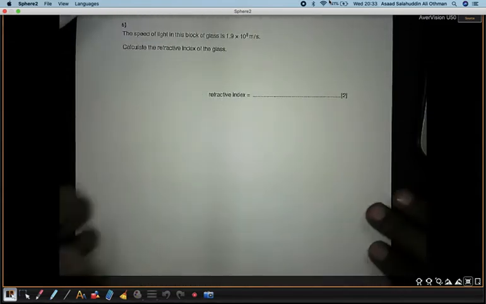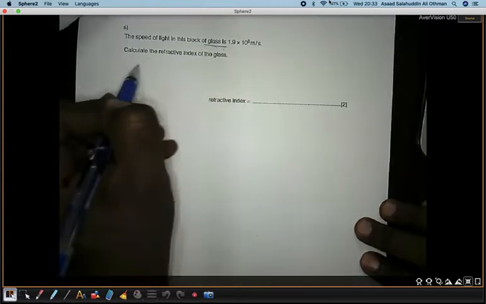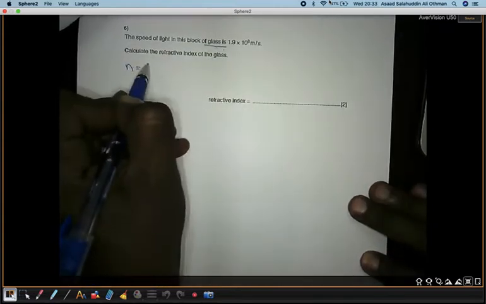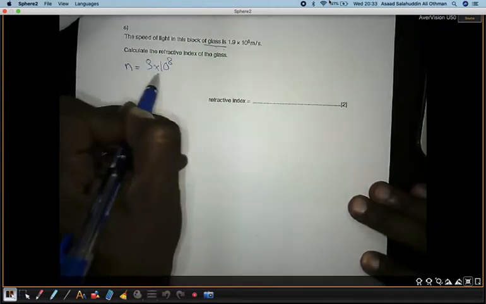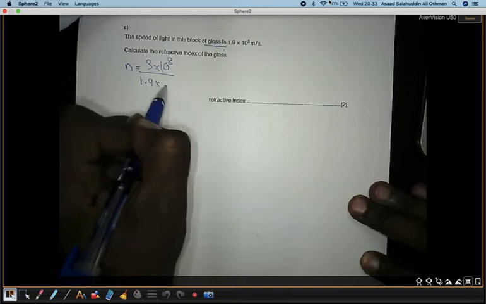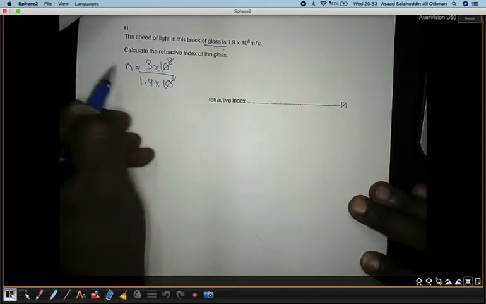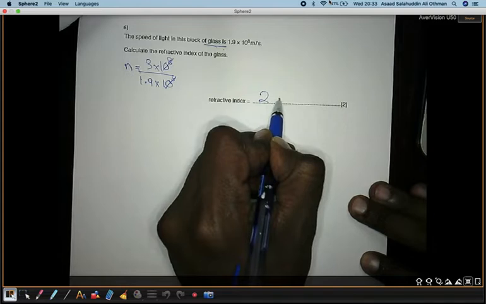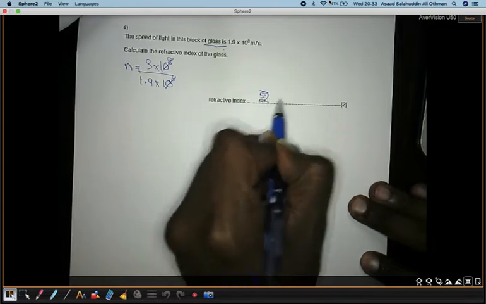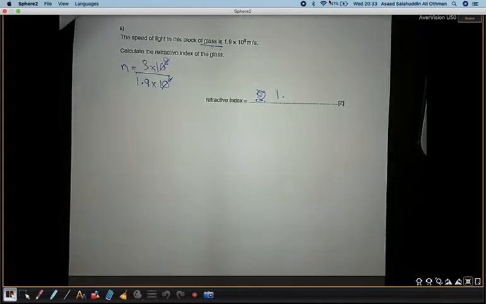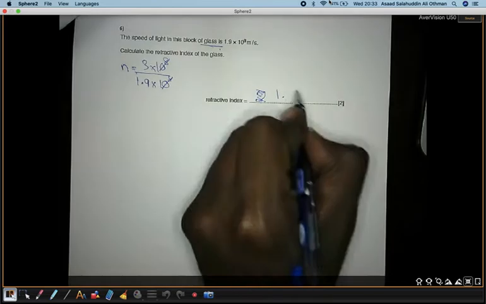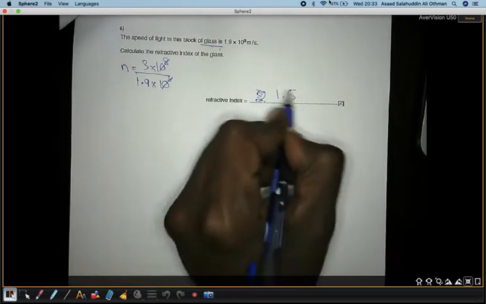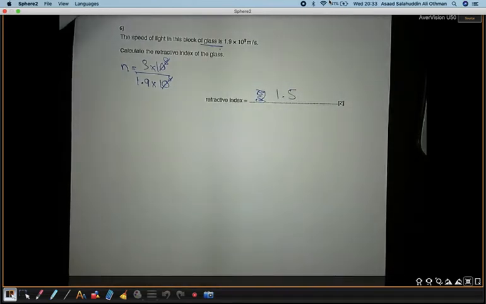The refractive index, again, in this glass block, is going to be 3 times 10 to the power of 8 divided by 1.9 times 10 to the power of 8. So 3 over 1.9 is going to give you approximately 1.5 something. So I'm just going to write it as 1.5 without a unit.